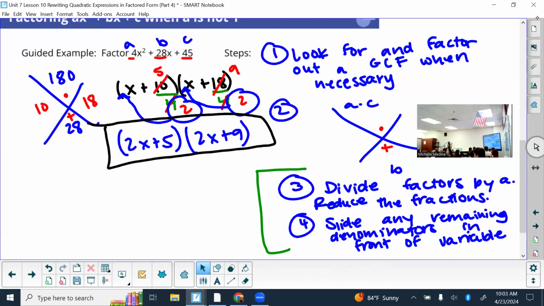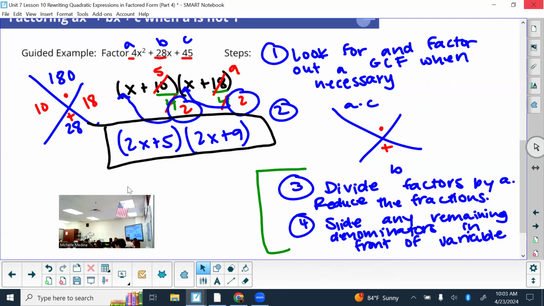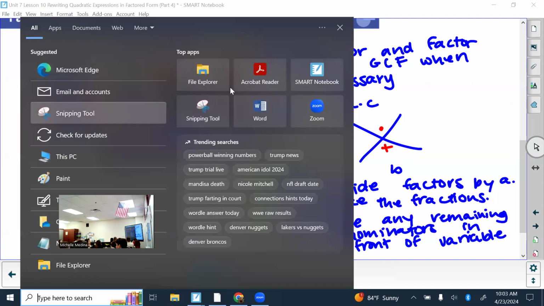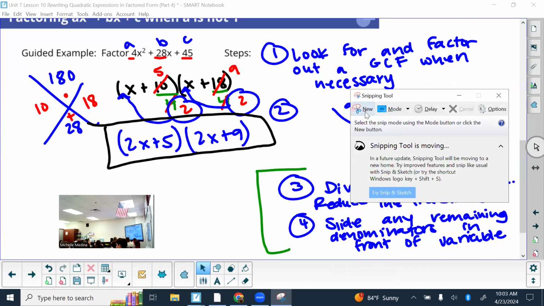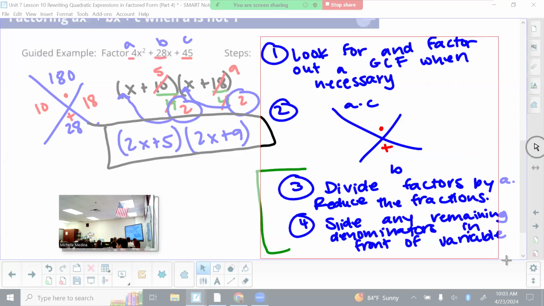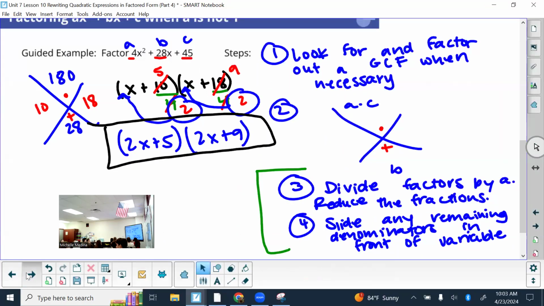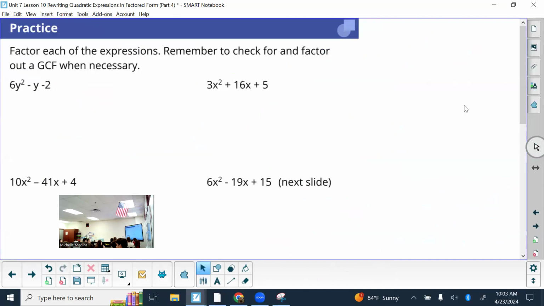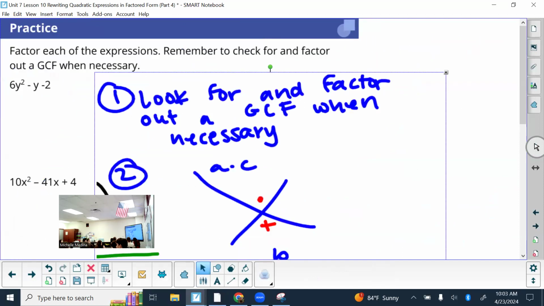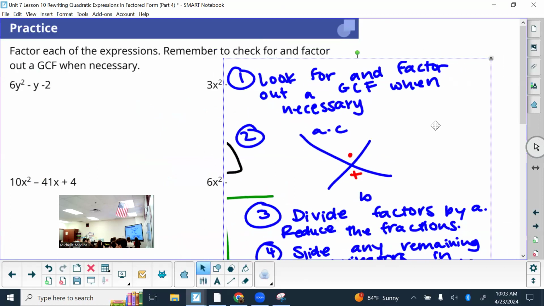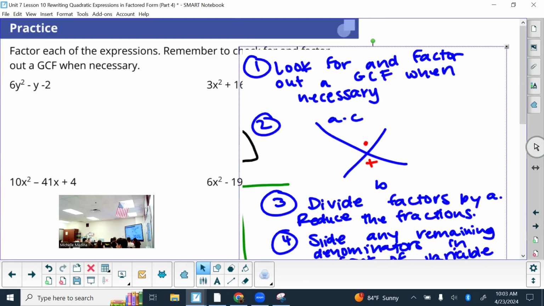I'll show you one more, and then I'm gonna give you time to try all of the ones on the back. So I'll show you one more. Hopefully it goes by a bit quicker. I'm gonna cut and paste these steps real quick. Okay, so the one we'll do together will be the 6y squared minus y minus 2.